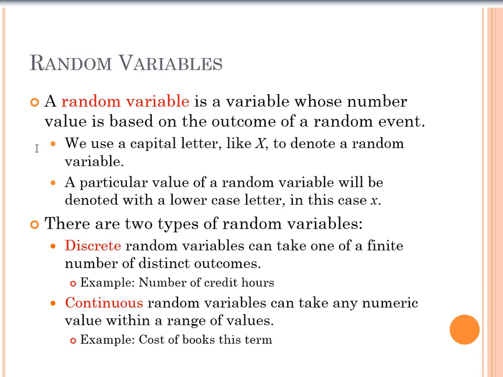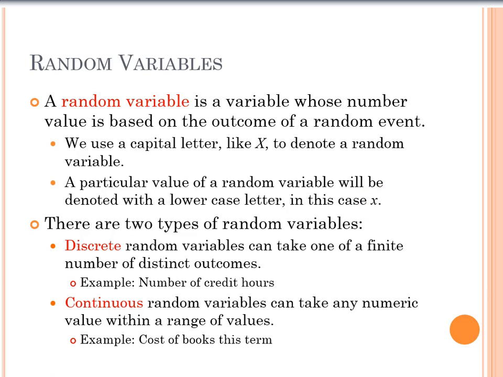We notate the random variable by using the capital letter X. And we use the lowercase letter to denote particular values of a random variable. So for example, if the outcome was 3 from a die roll, we would say the lowercase x equals 3.